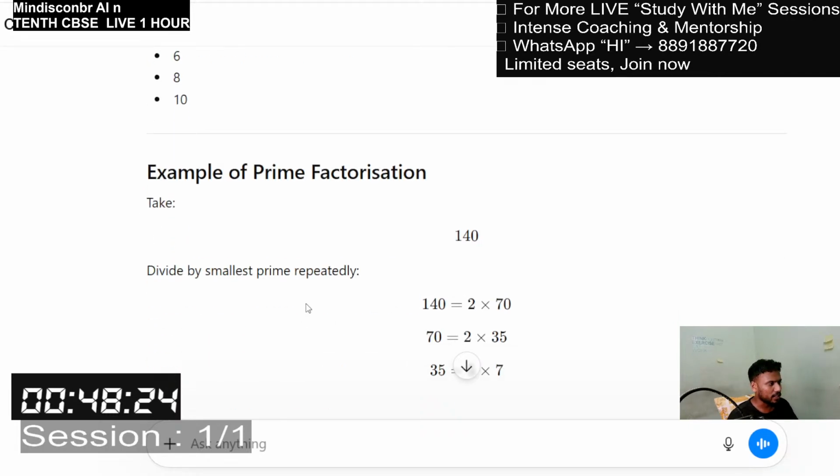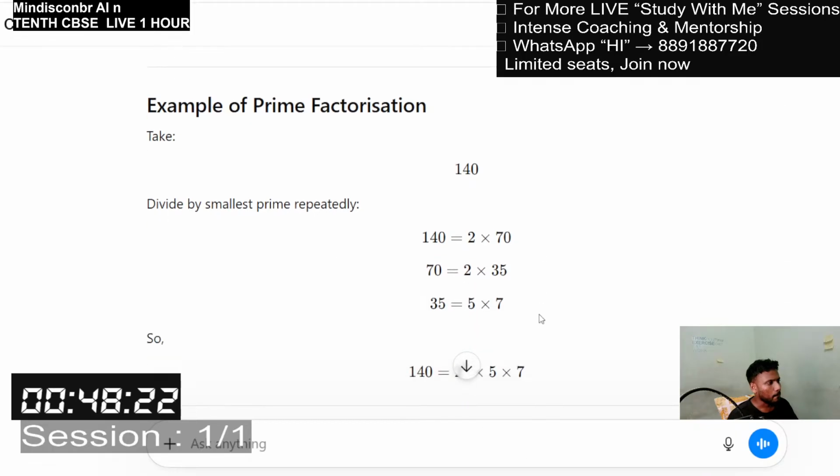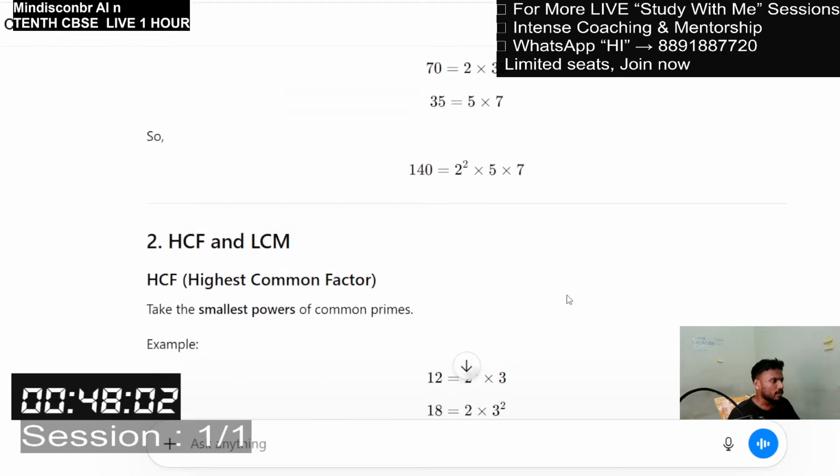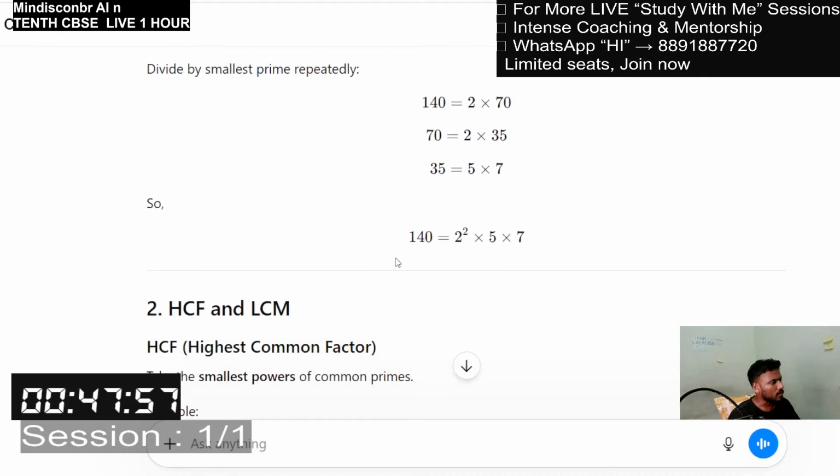Example of prime factorization. Take 140, divide by the smallest prime repeatedly. 140 is equal to 2 into 70, 70 is equal to 2 into 35, 35 is equal to 5 into 7. 140 is equal to 2 square into 5 into 7. We can say that 140 is a composite number and we can express it as a product of these prime numbers, that is 2 square into 5 into 7.